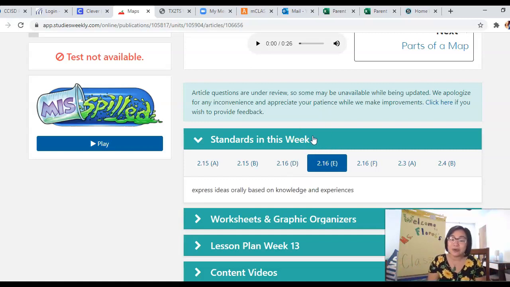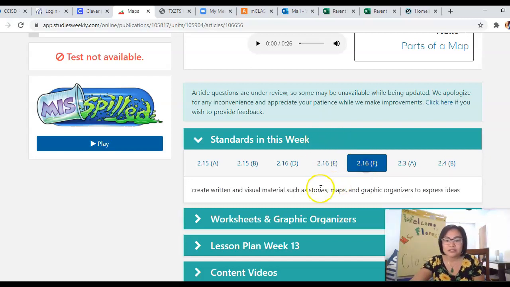2.16e, express ideas orally based on knowledge and experiences. You might hear me talk about my own experiences with maps. I might ask you, my students, to take one moment and think about the cool things you already know about maps.